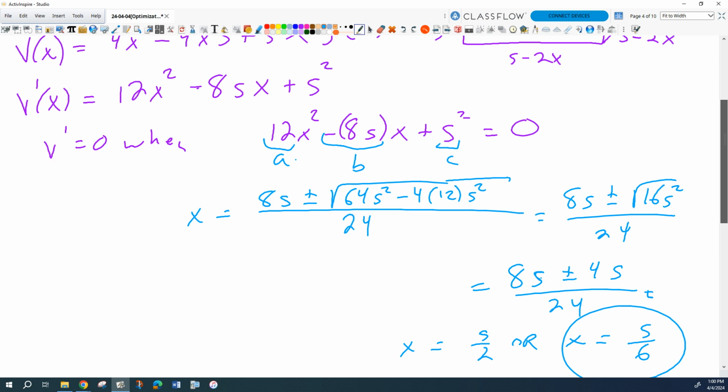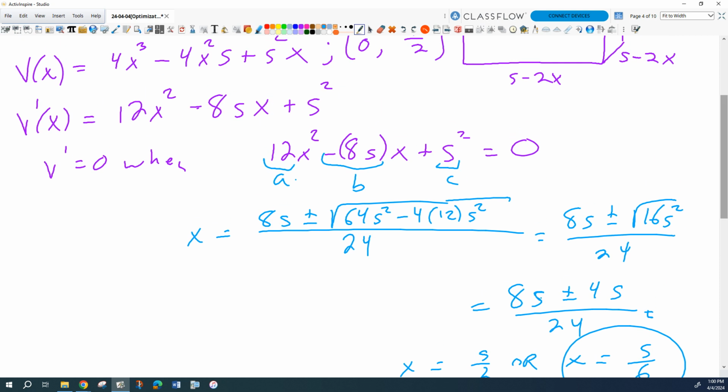And if we were to use the second derivative test here, we can take a second derivative. What do we get? 24x minus 8s. If I plug in s over 6, that gives me a negative second derivative, doesn't it? Right at that critical number? So then that's all we need.